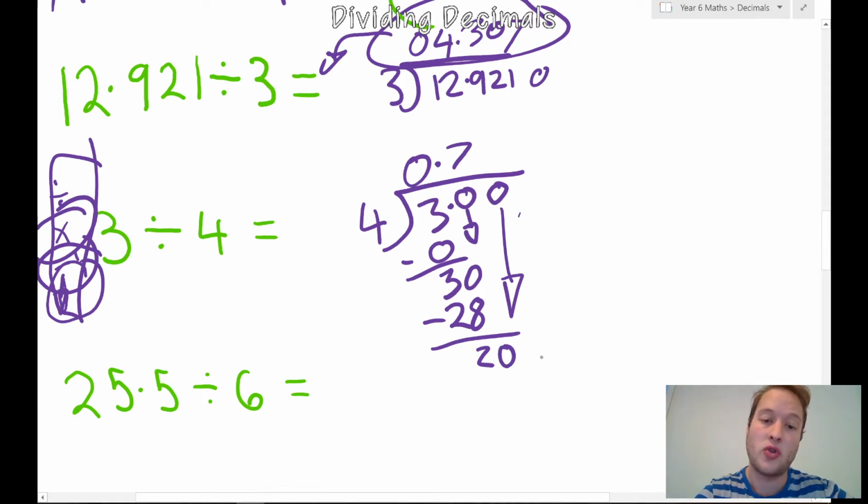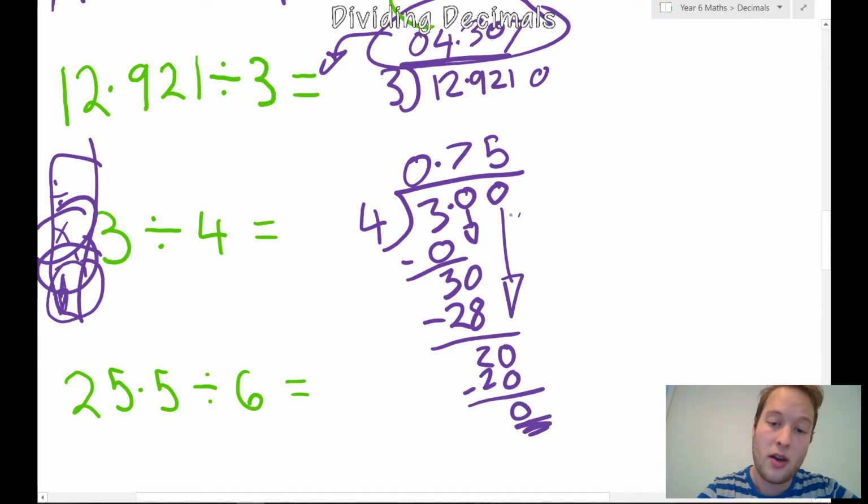So 4 into 20 goes 4, 8, 12, 16, 20 goes in 5 times. And then that gives me 4 times 5 is 20. That gives me 0 remainder. Because I've got no more remainder, I don't need to draw in any more zeros. So if I keep going, it's just going to be 0, 0, 0, 0, 0. So I can just stop there. Yeah. So my answer is 0.75 or 7/10 5/100ths.